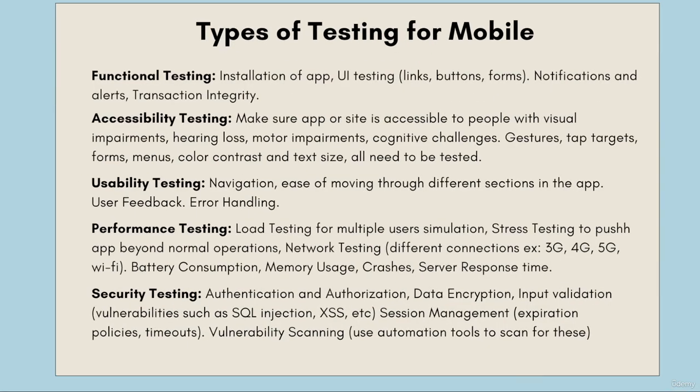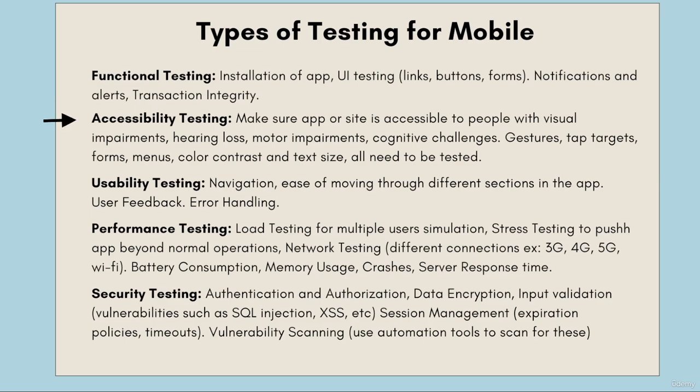So here we're going to have the types of testing for mobile. First, you've got to do your functional testing, right? Which is the installation of the app, user interface testing, all the links, buttons, forms, everything the user sees. Notifications and alerts, very important, right? You don't do that on desktop. Make sure that when you set the settings, you get the notification for that specific app. Transaction integrity, right? You've got to be able to safely complete a transaction.